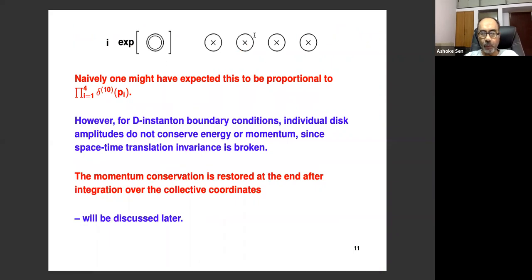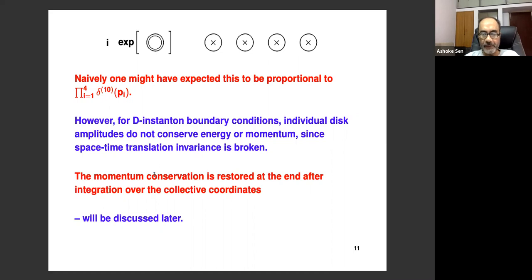Okay, so now one point here. Naively one might have expected that this should be proportional to the individual momentum conserving delta function because it's a disconnected diagram. Indeed, in normal string amplitudes you don't include disconnected diagrams precisely because of this. But because you have the D-instanton boundary condition, I should have said all these boundaries have the D-instanton boundary condition. Single D-instanton, so all of them land on the same D-instanton. Because of this boundary condition, the individual disk amplitudes do not conserve energy and momentum, because translation invariance is broken. The D-instanton is located at some particular point.